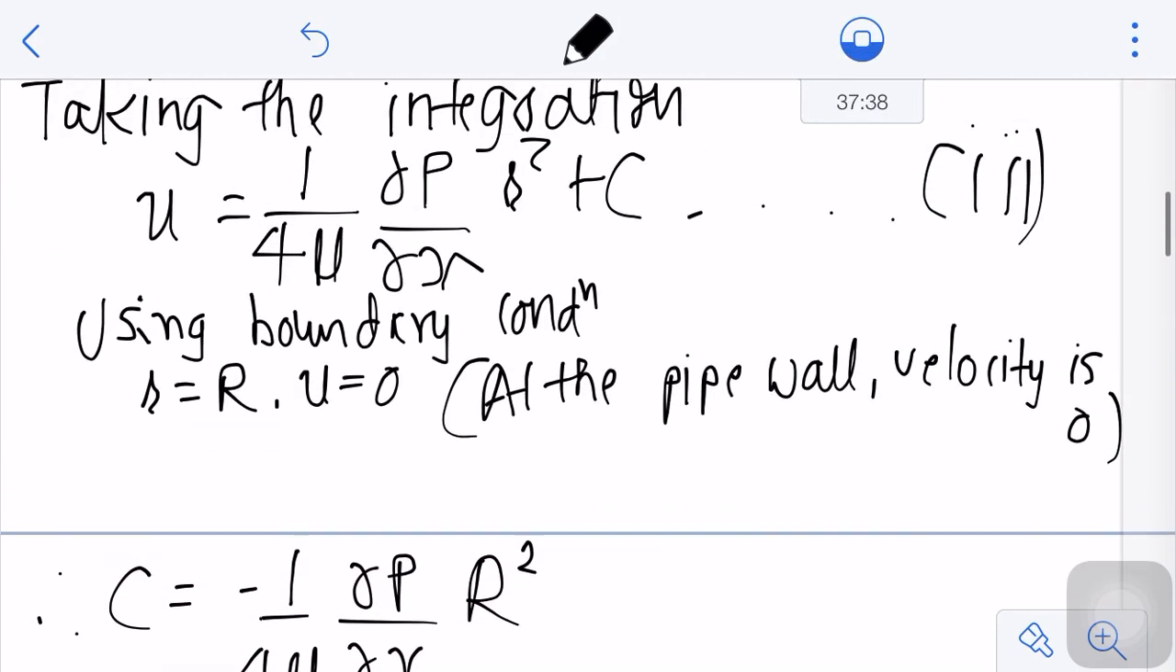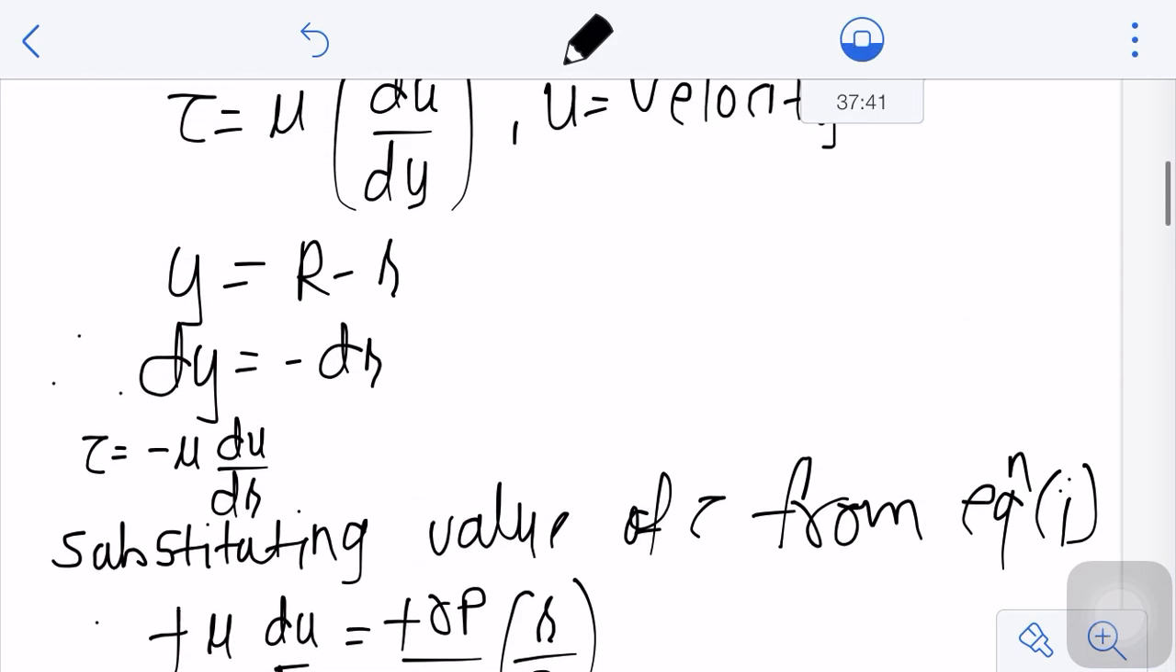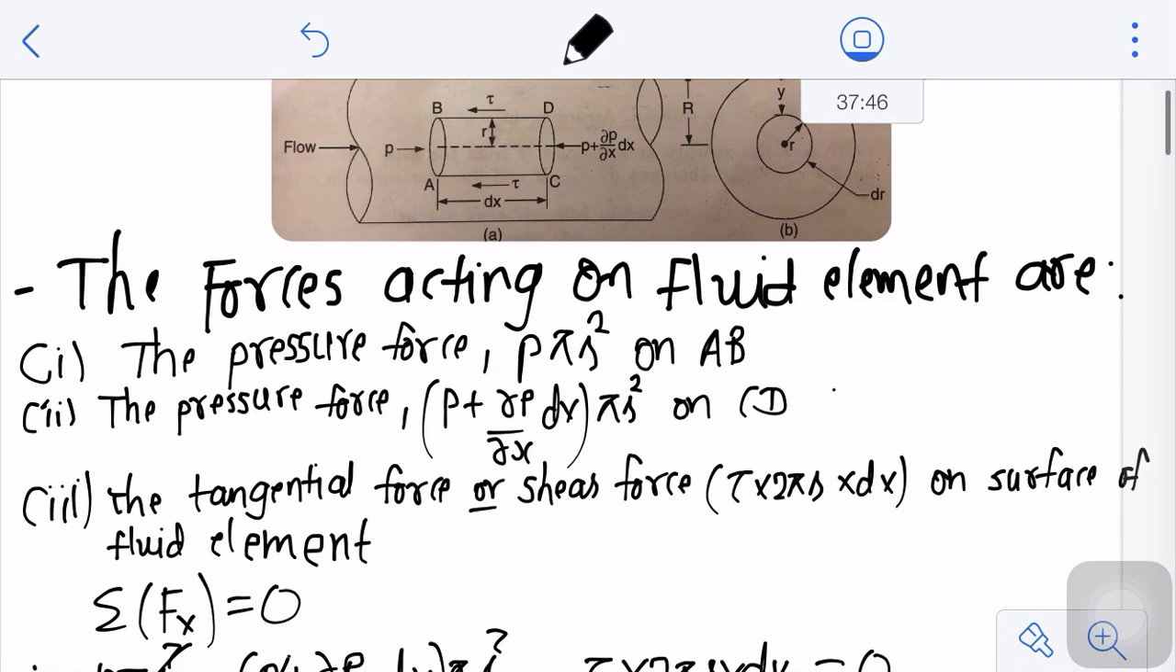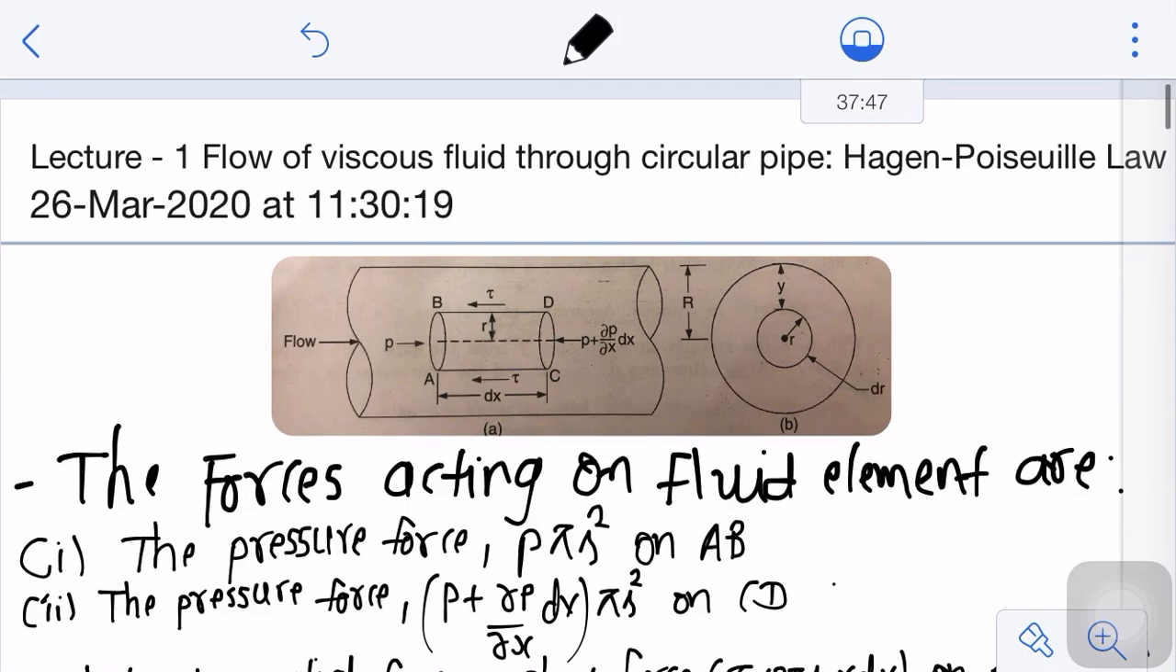So we will do that in the next lecture. In the next lecture, we'll try to solve a few examples based on this Hagen-Poiseuille equation, and finally we'll try to understand this law very properly.